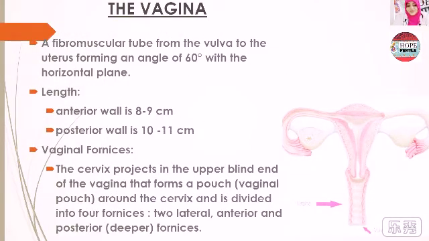Now comes the vagina. It's a fibromuscular tube from the vulva to the uterus, forming an angle of 60 degrees with the horizontal plane. Length: the anterior wall is 8 to 9 centimeters, the posterior wall is 10 to 11 centimeters. Vaginal fornices: the cervix projects in the upper blind end of the vagina that forms a pouch, the vaginal pouch, around the cervix, and is divided into 4 fornices, 2 lateral, anterior, and posterior, which is the deepest fornix.